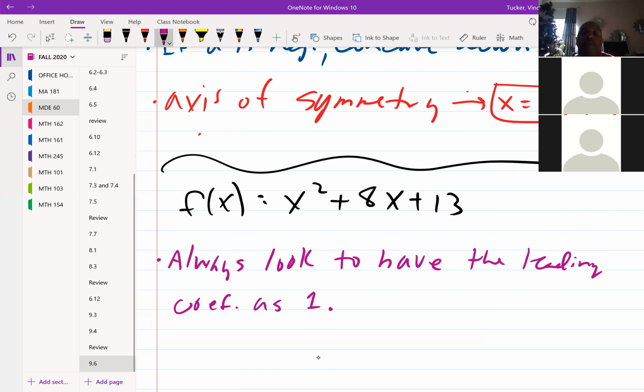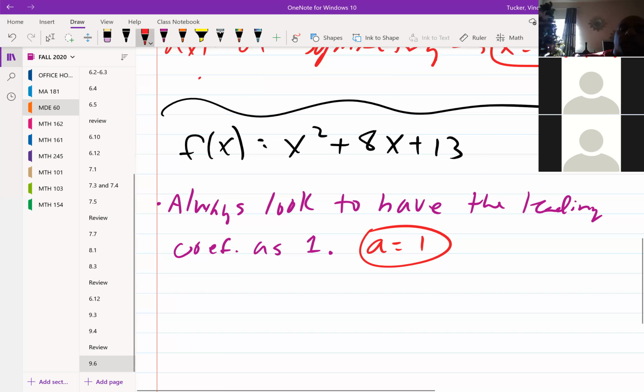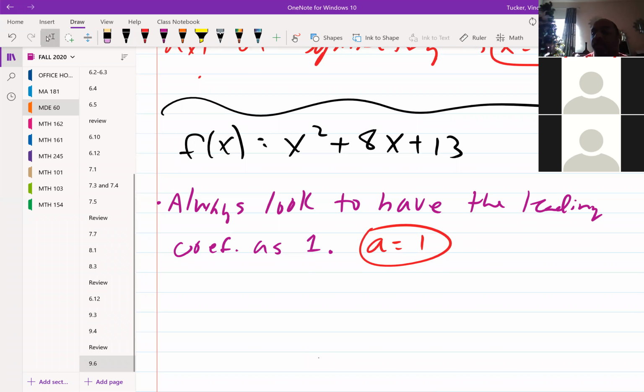so what's going to dictate what you do first is your leading coefficient. And we're talking about right here, what's sitting in front of x squared. If it's 1, you can just go ahead with your process. If not, you have to add an extra step. So here, a is equal to 1. So we're okay. And I'll show you in the next example what you would do extra. I'll just add one extra step if a was not equal to 1.